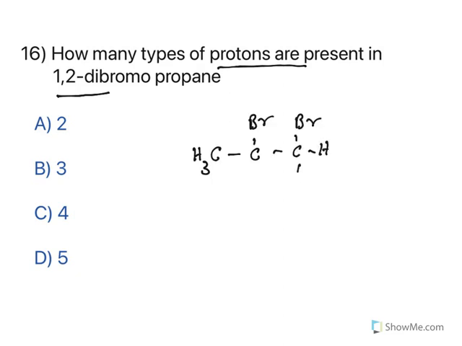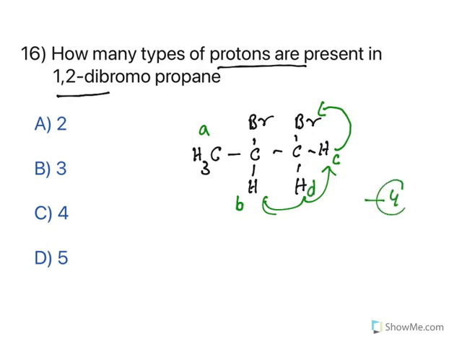Propane, 3 carbons, containing bromines at the first position and second position. Look at them. This one is a similar kind of proton, right? Now this is a different kind of proton. Again, look at this. This proton is surrounded with a bromine. This proton is surrounded with 2 protons. So these two are not the same. This one is C kind, this is a D kind.